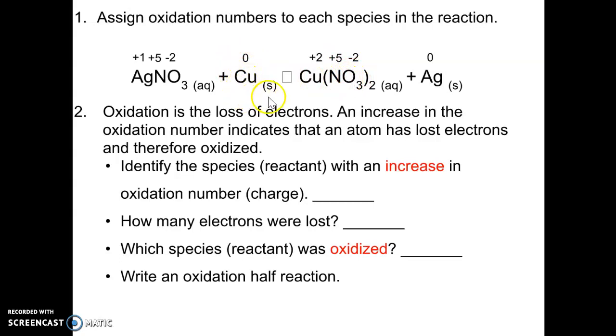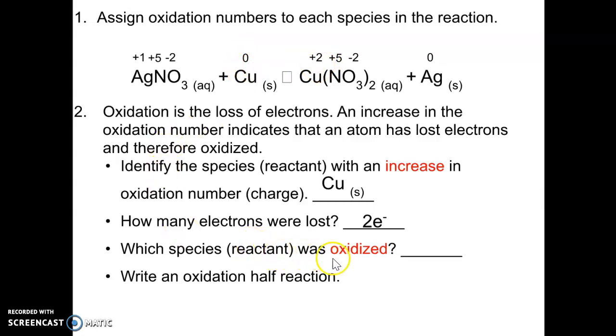Copper is going from 0 to +2. So it is being oxidized because it is losing electrons. LEO, lose electrons, oxidation. And again, electrons are negative. The more negative things in your life you lose, the more positive you become. So copper is the reactant that is being oxidized. How many electrons were lost? Well, it goes from 0 to +2. So it lost 2 electrons.